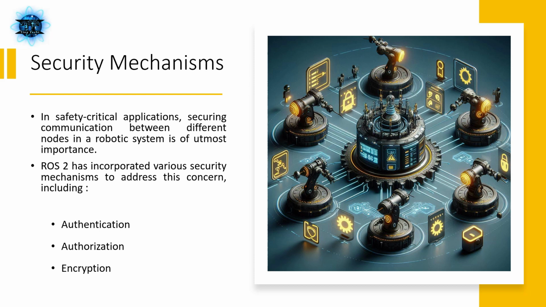So, in summary of the security mechanism, ROS2 security features make sure robots can trust each other, only do what they are supposed to do, and keep their conversations private. This is super important in places where safety is a big deal, making sure that everything runs smoothly and safely in the world of robots.